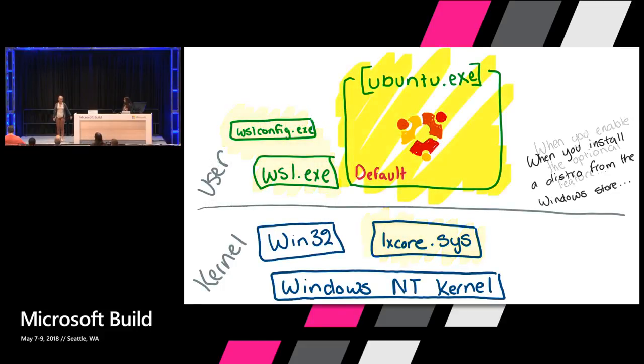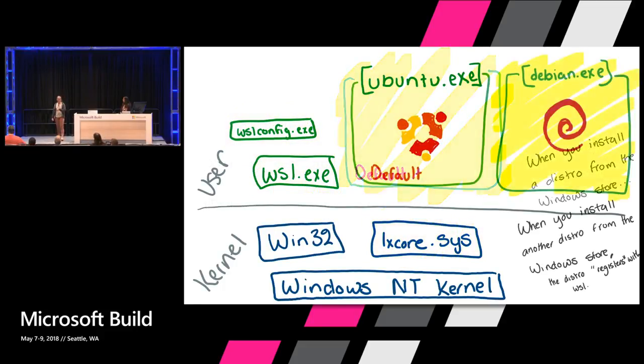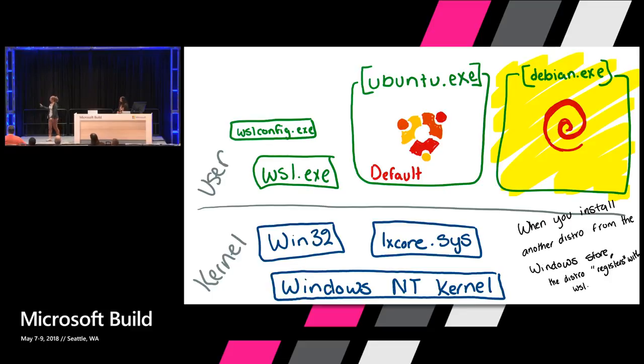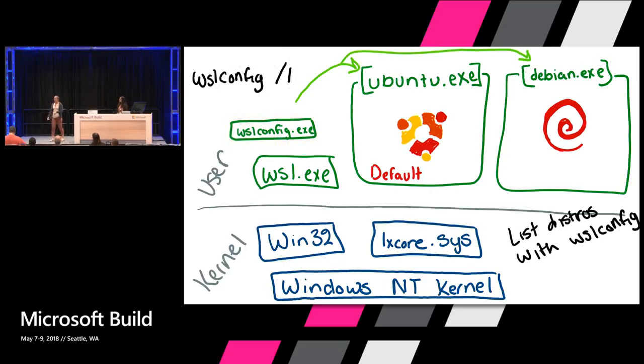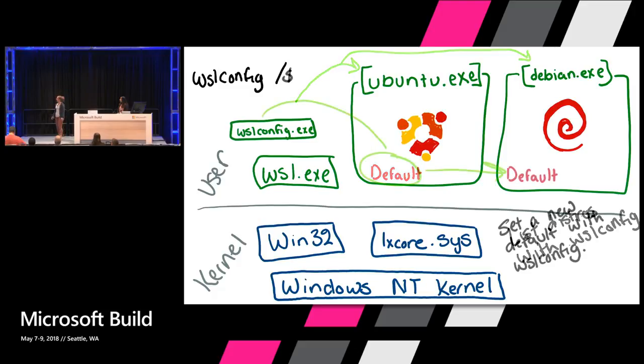Subsystem, optional component, distro. If you install a second distro, now you have two distros running, and I showed you how you can launch them independently. So what WSL config does is it gives you the ability to list your multiple distros. So you can run WSL config -L, see a list, super handy. And you can also change your default distro.